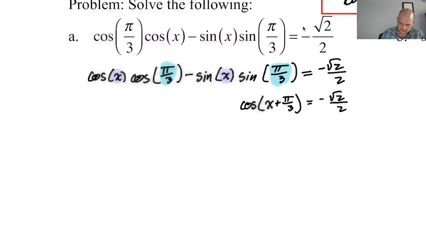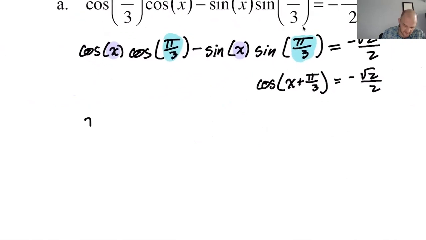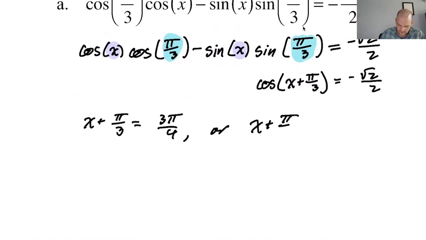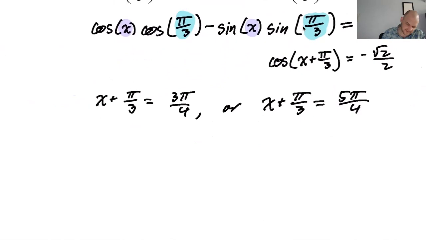And now we know what to do, right? We're thinking cosine of something is negative root 2 over 2. So x plus pi over 3 is going to be 3 pi over 4, or x plus pi over 3 is going to be 5 pi over 4, because that's where cosine's negative, quadrants 2 and 3. So I'm thinking we've got to generalize.